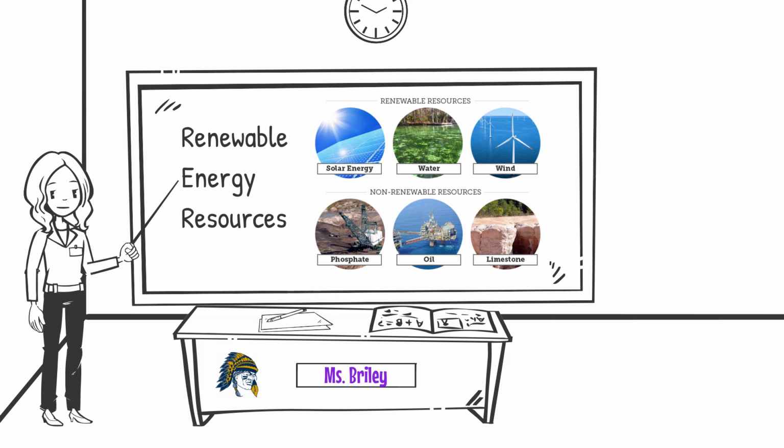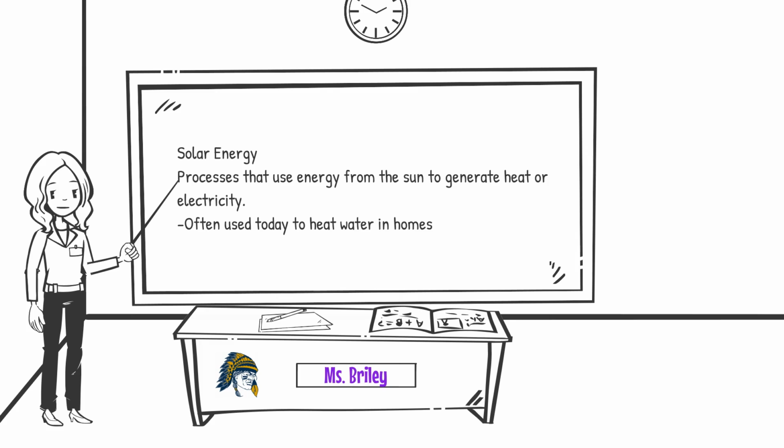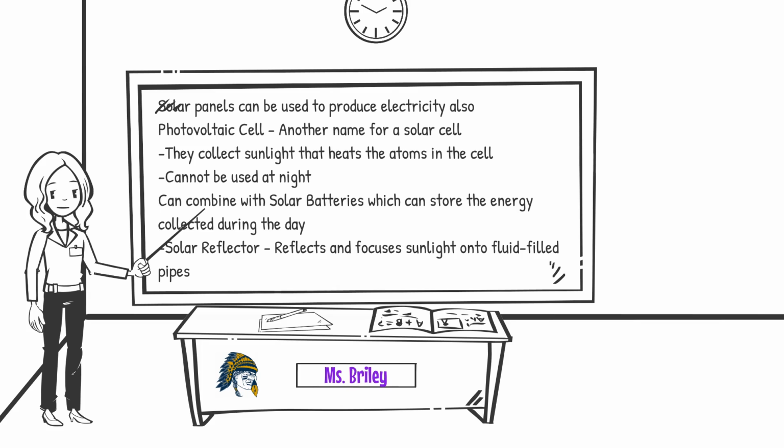Now we're going to be looking at renewable energy resources. Humans have used natural resources for thousands of years. Natural resources are materials provided by the earth that can be used to make more complex products. Wind, water, and solar are some of those natural resources. Solar energy: processes that use energy from the sun to generate heat or electricity, often used today to heat water in homes. Solar panels can be used to produce electricity also.